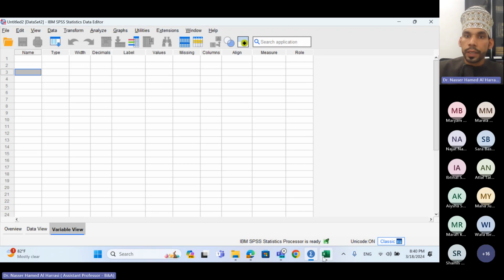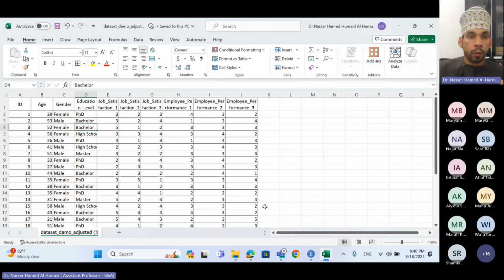Now, let us start with the first step. SPSS deals with numbers only. It cannot analyze words. So the first step we need to do is change the words to numbers. So we will start here.